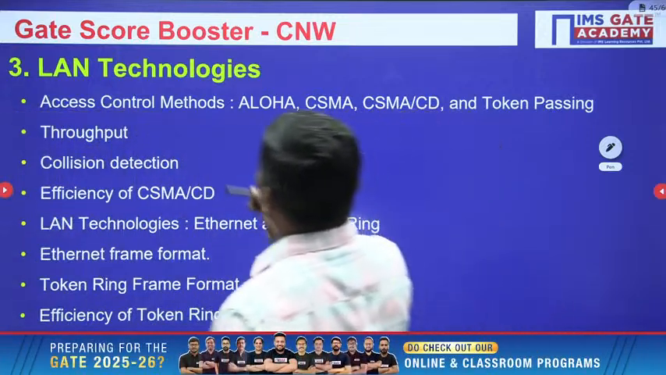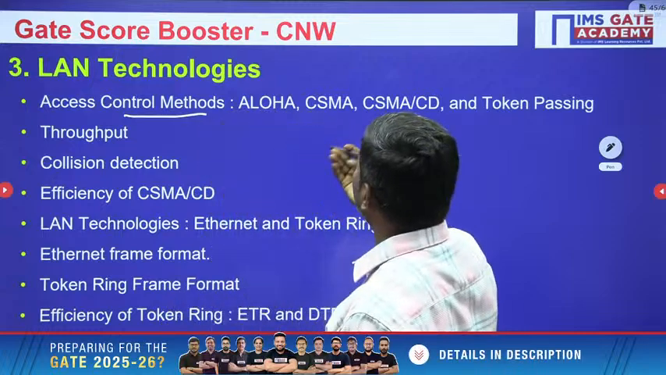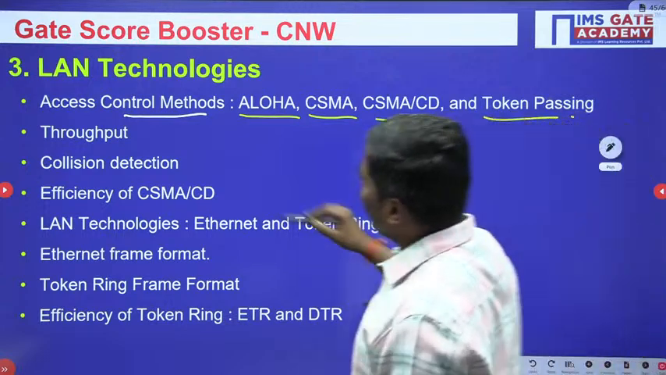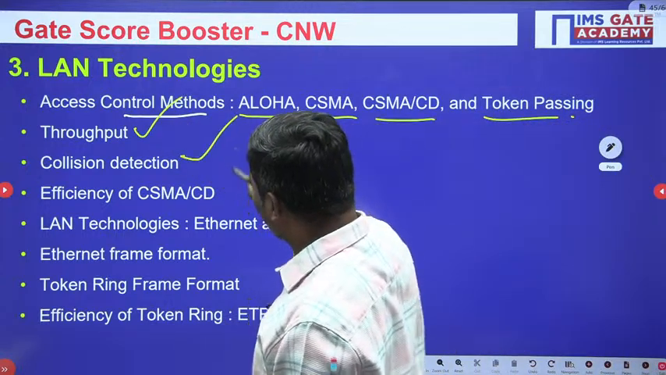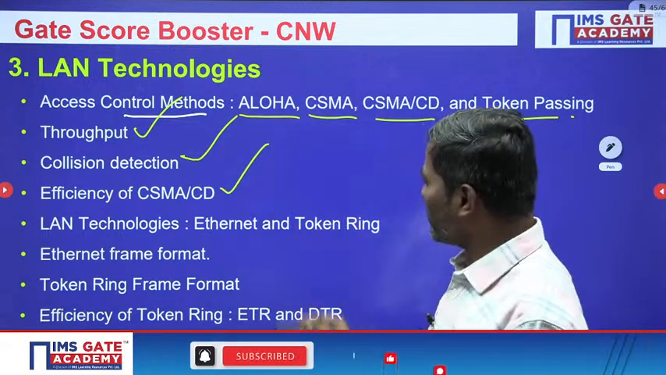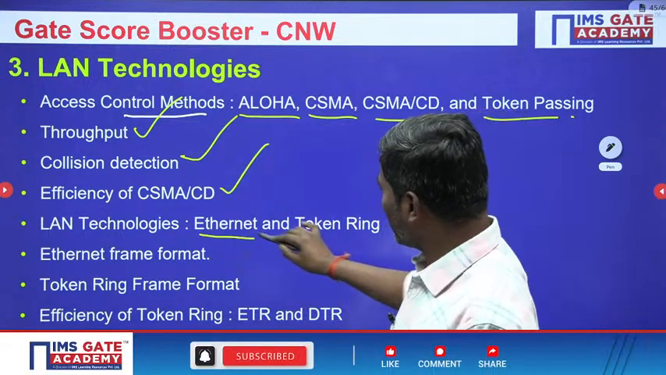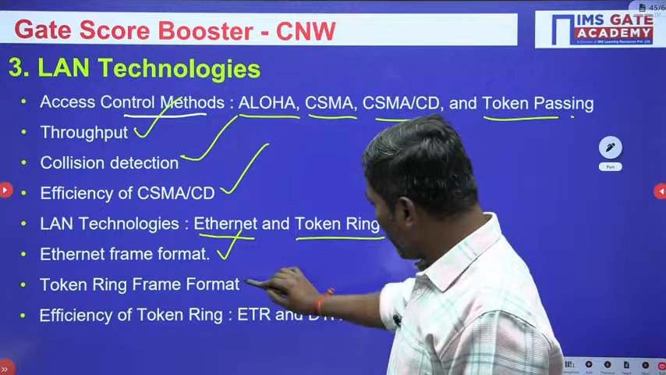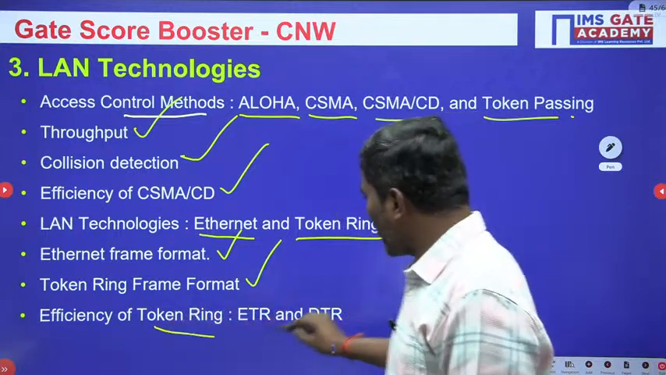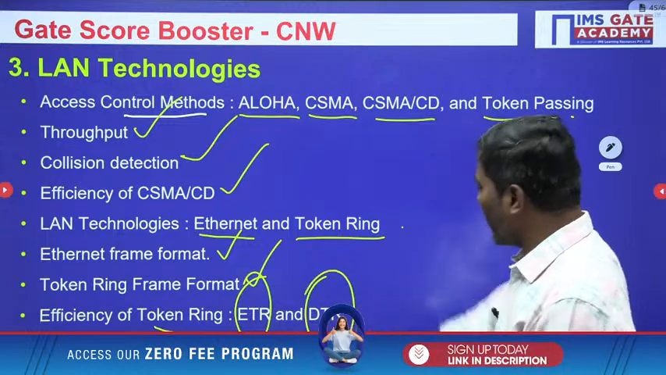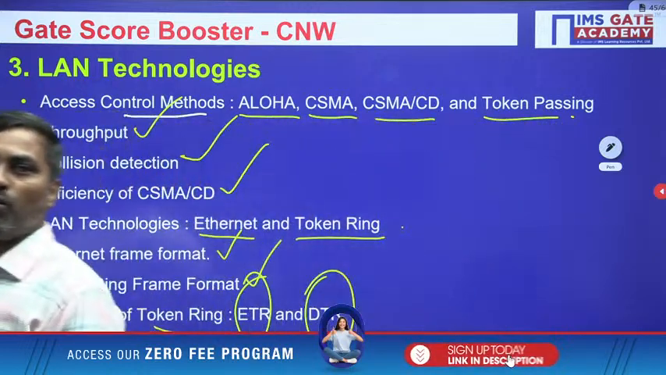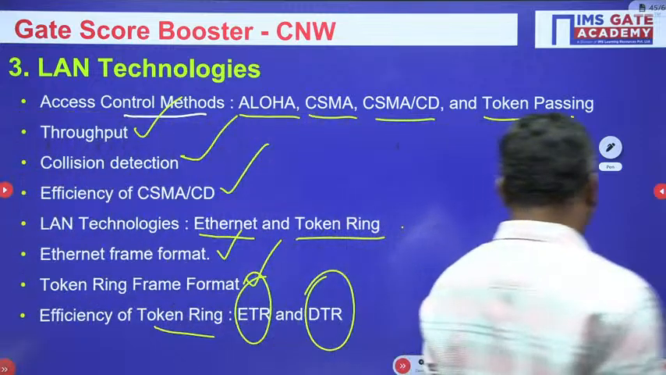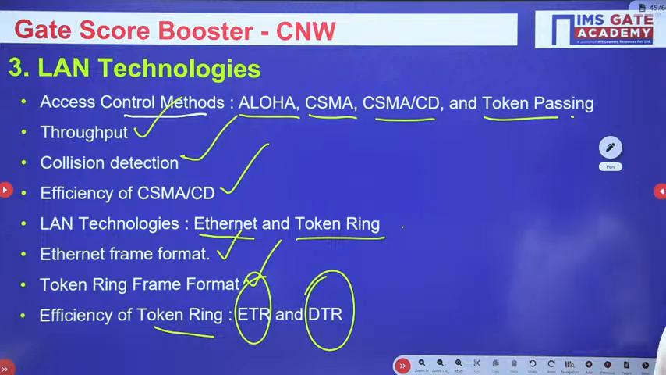Now the next topic, LAN technologies. Here we have to focus majorly on access control methods. Random access methods we have are Aloha, CSMA, CSMA/CD, and token passing. Then we have to see throughput of the channels, collision detection, and efficiency, which we have studied also. In a LAN environment, especially Ethernet and token ring technology, you have to focus on the Ethernet frame format, the token ring frame format, and the efficiency of token ring in terms of early token reinsertion and delayed token reinsertion. These are the things that need to be focused on. I hope this is clear. Is it clear to all of you?